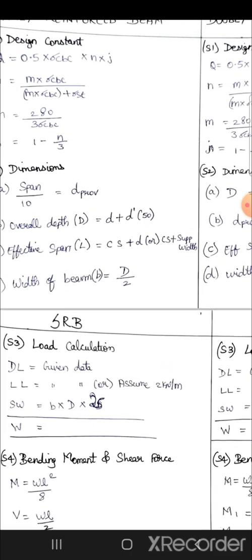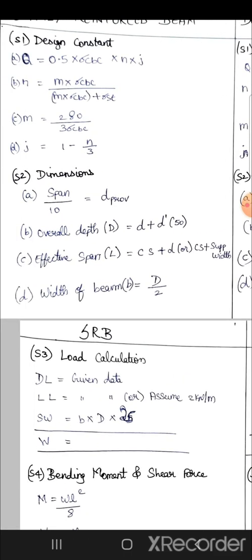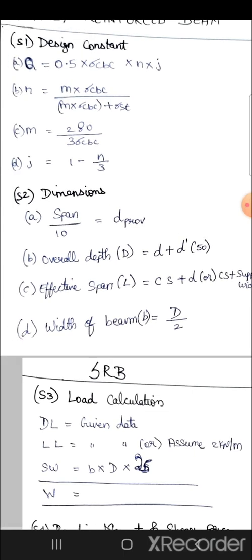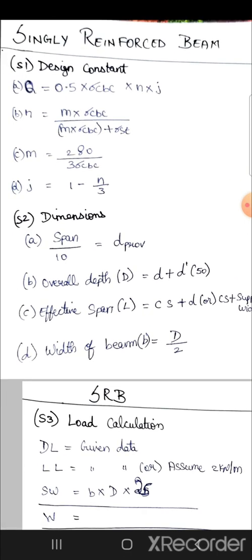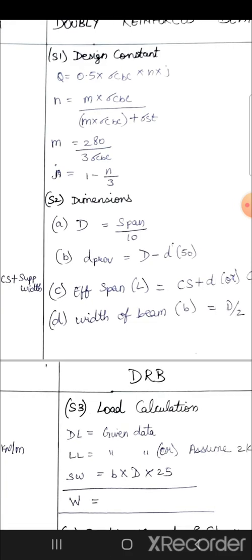So first step is finding design constant. Here Q formula is 0.5 into sigma CBC into N into J. So N formula is M into sigma CBC by M into sigma CBC plus sigma ST. M formula is 280 by 3 into sigma CBC. J formula is 1 minus N by 3. Same goes to doubly reinforced beam.